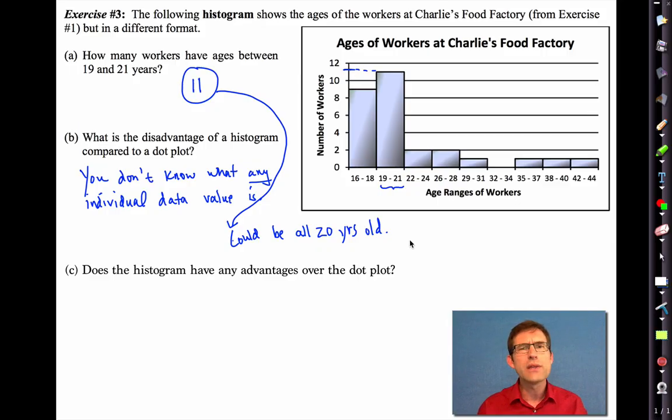So we lose information with a histogram that we have with a dot plot. And yet histograms are a lot more common than dot plots. Now why is that? And that goes to letter C. Does the histogram have any advantages over the dot plot? Think about that. And you may want to look back, sorry, I don't have it on the screen, but look back at the dot plot from exercise 1, right, versus this. There is an advantage to the histogram.